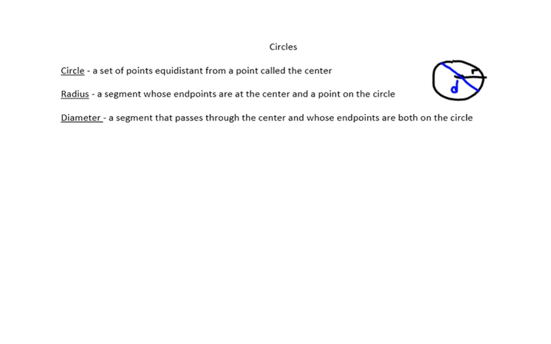So I've drawn a picture on the side here. The segment in black is an example of a radius. Its endpoints are at the center and on the circle. And the diameter is in blue, and its endpoints are both on the circle, but it also passes through the center. All right, so now I'm going to draw a circle below.